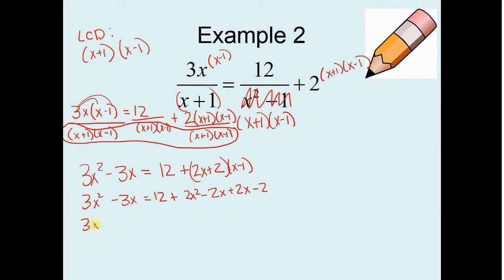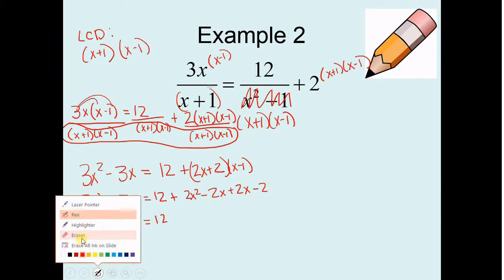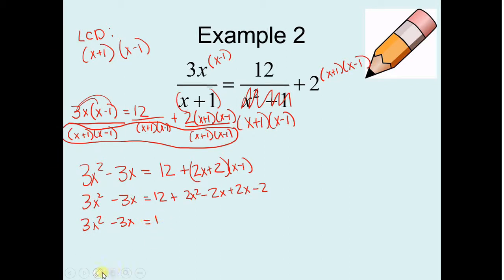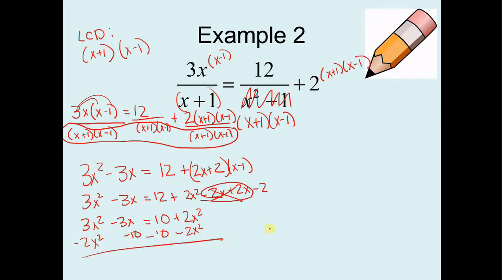So I'm going to get 3x squared minus 3x equals 12 minus 2. I can actually give that a 10, right? Save myself some room. Plus 2x squared. Notice how these two are going to cancel out, okay? So now let's move everything to the left-hand side. So I'm going to subtract the 2x squared and that 10. I'm going to get, if I move over here, 1x squared minus 3x minus 10 equals 0.